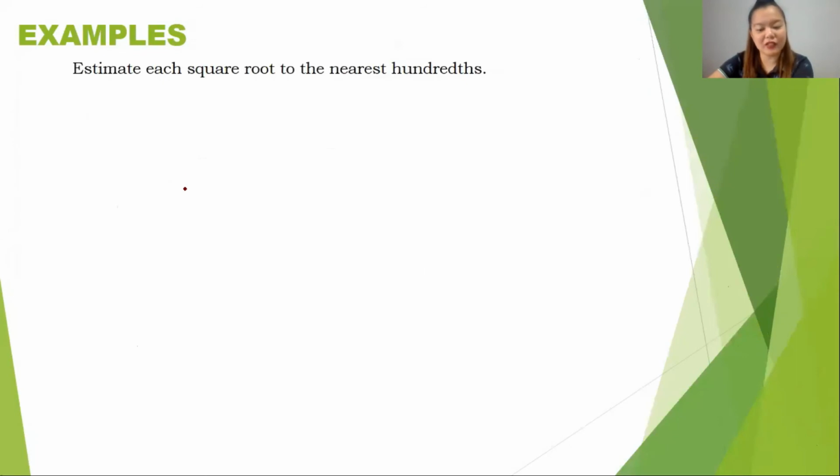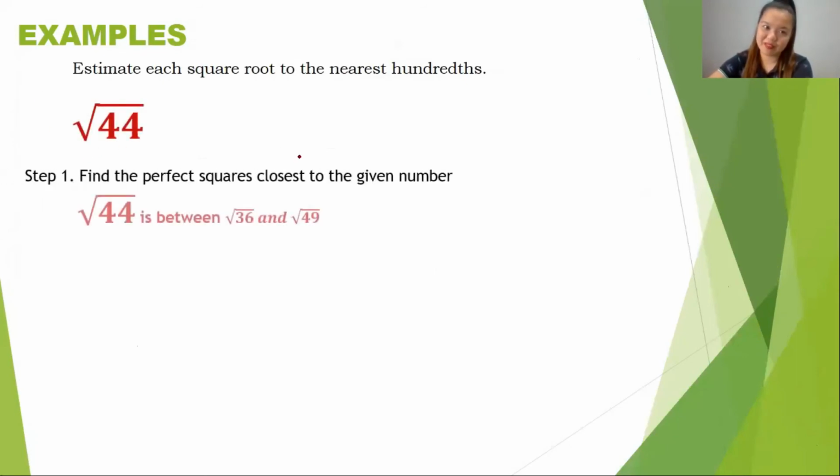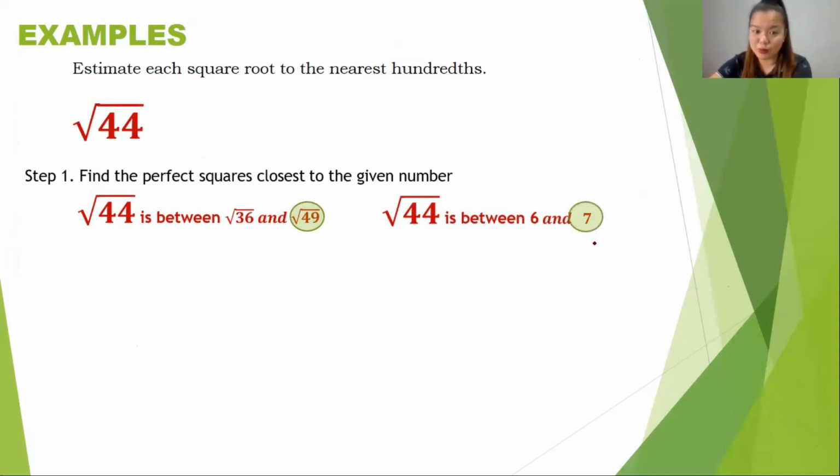Okay, so let's have another example. What if you have the square root of 44? We know that the square root of 44 is between 36 and 49. Therefore, the square root of 44 is between 6 and 7, but it is closer to 49 or 7, no? Square root of 44 is closer to 7.